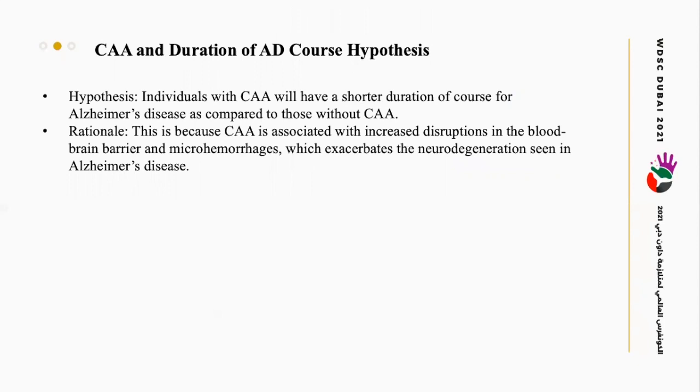So another hypothesis we looked at was CAA versus the duration of Alzheimer's disease course, that point between the first concern and the age at death. We said that individuals with CAA would have a shorter duration of course for Alzheimer's disease as compared to those without CAA. That was because, again, if CAA is associated with all this neurodegeneration, we believe they would go through the stages of Alzheimer's disease faster, which would mean that this duration of course would be shorter.